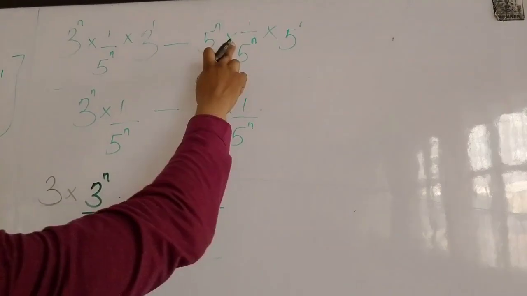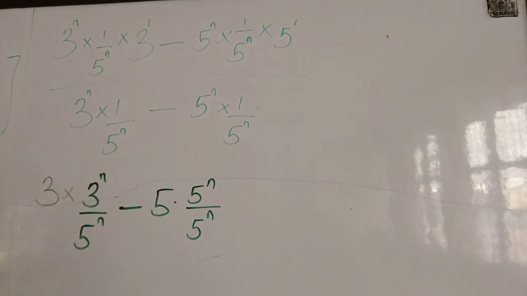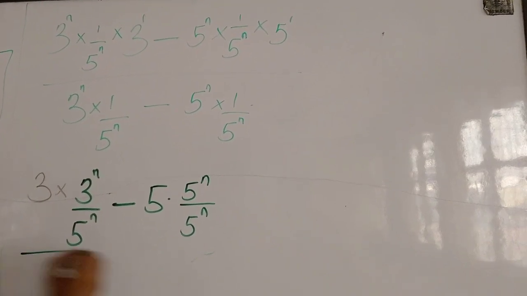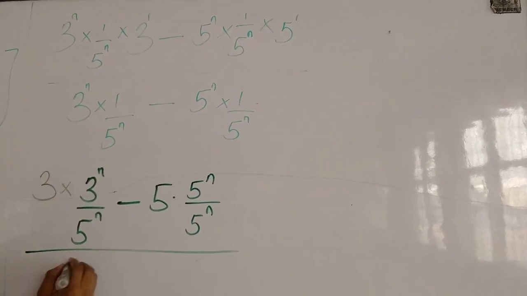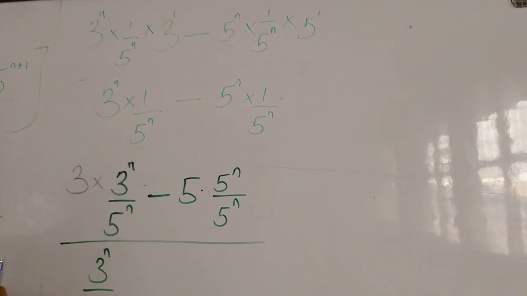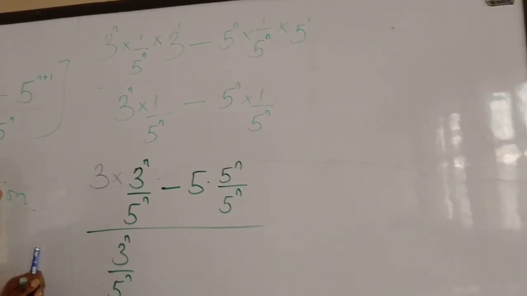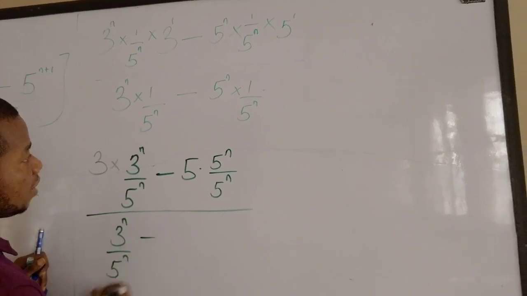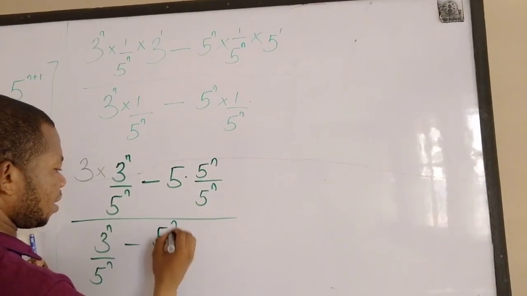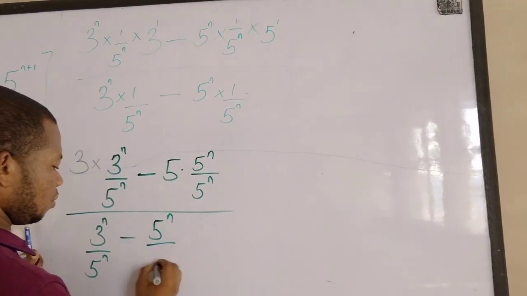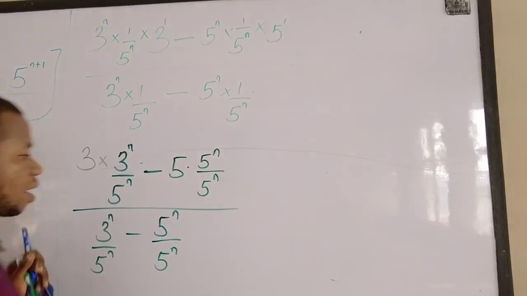Dot means multiplication. This times this is the same as this dot. Then all over, this times this will give me 3 raised to power n over 5 raised to power n. Then minus this times this will give me 5 raised to power n over 5 raised to power n.